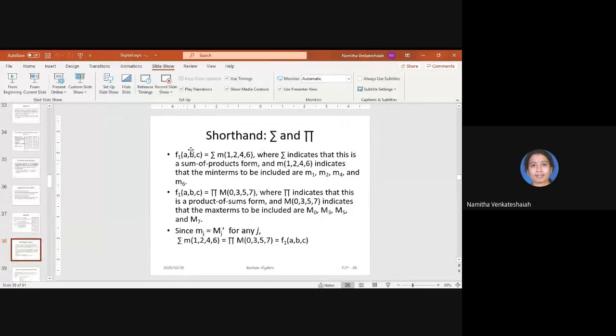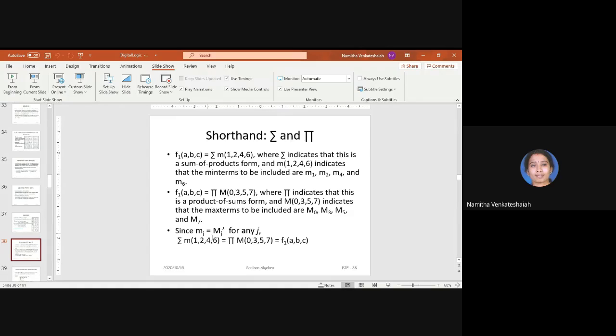we should be aware of this sigma and pi. I have already told you so many times. Sigma min terms 1, 2, 4, 6 means what? It is actually summation of min terms: first min term, second min term, plus fourth min term plus sixth min term. That's why it indicates sum of products. And similarly, pi m 0, 3, 5, 7 means what? It is product of max terms.